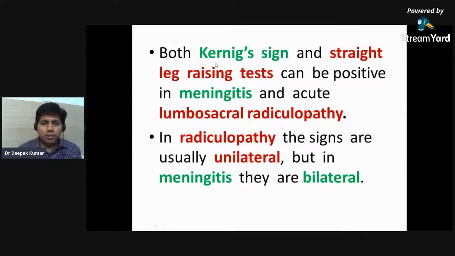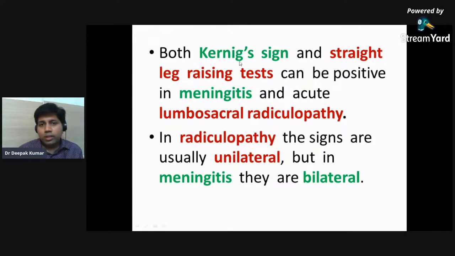The next thing that comes close to medicine with regard to this topic is Kernig's sign. This is a sign of meningeal irritation. Straight leg raising test can be positive in meningitis and acute lumbosacral radiculopathy. So the word is acute lumbosacral radiculopathy. Kernig's test is essentially the same position of the patient, except that you are going to have hip flexion and knee extension. If you want to know a little more detail about the meningeal signs, there is another video, and in the description I'll post the link, called Signs of Meningeal Irritation. Kindly go to that for a detailed view.